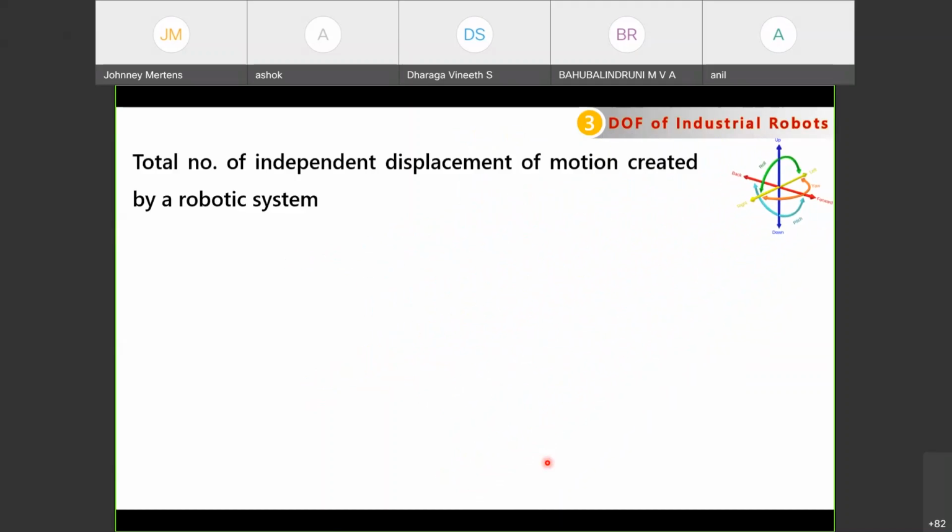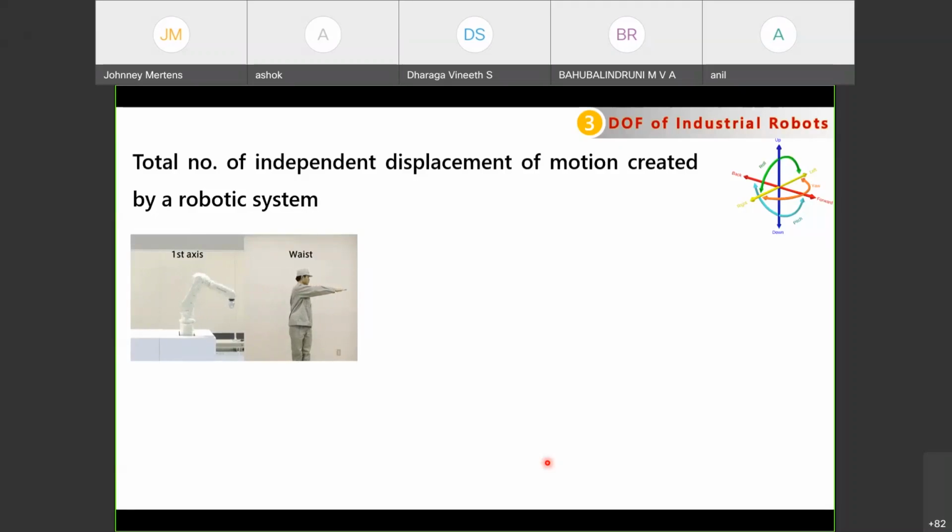So, as per the definition for industrial robotics, the number of independent displacements of motion created by the robotic system gives the degrees of freedom of a robot. It is also simply determined from the number of axes about which the motion is happening. By using such axes you can determine the degrees of freedom of the industrial robot. Now I'm giving the axes of this articulated robot, and the degrees of freedom is determined based on the forthcoming animations.